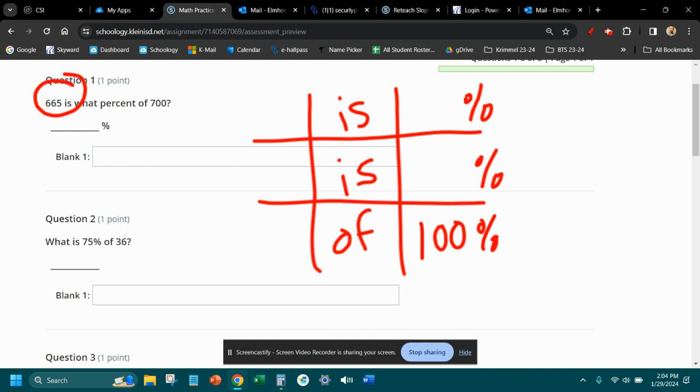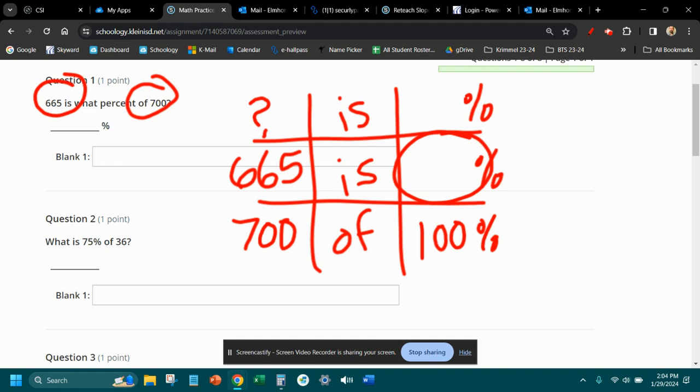It says 665 is what percent of 700? Of 700 is going to be the given context of the total. And 665 is very close to 700. So I'm going to put 665 in here as the larger part. We don't know what the smaller part is. And the question is, what percent? So we're looking for 665 is a percent out of 700. So we can actually cross out the top piece of information.